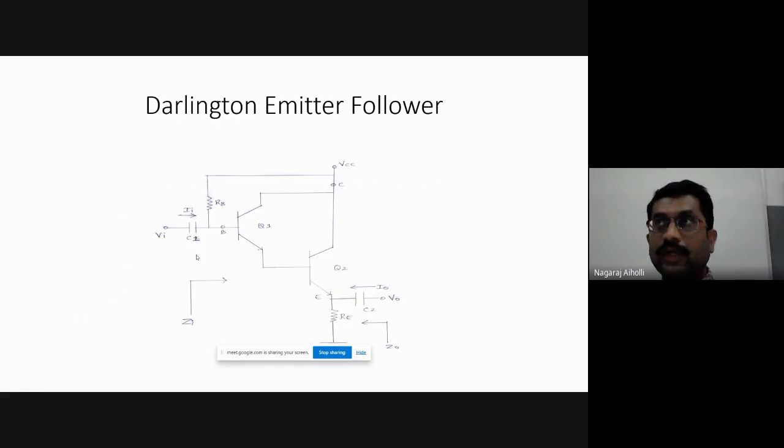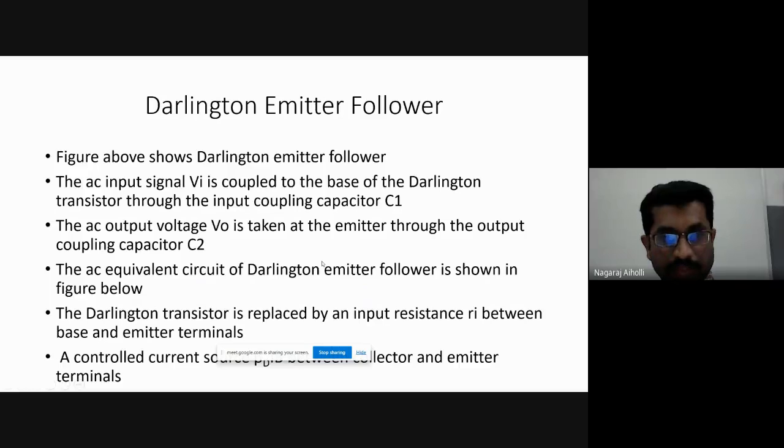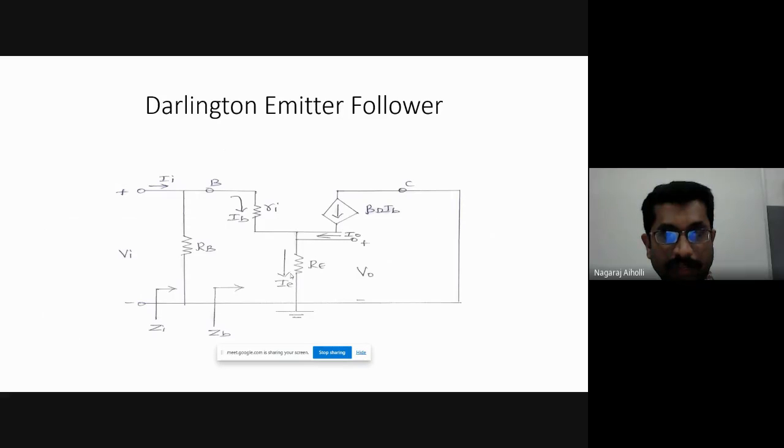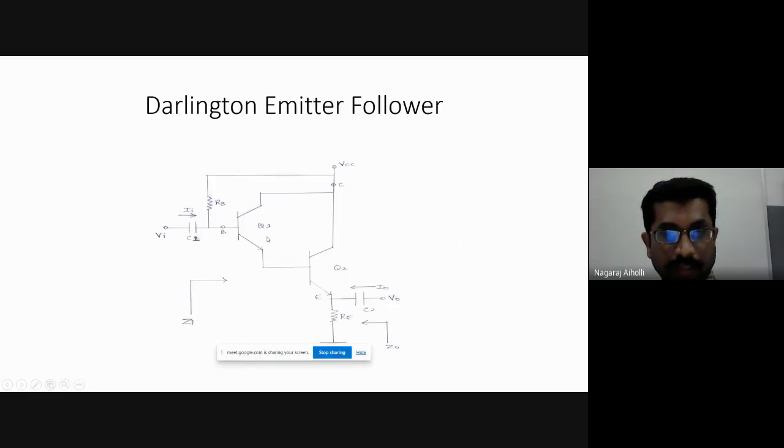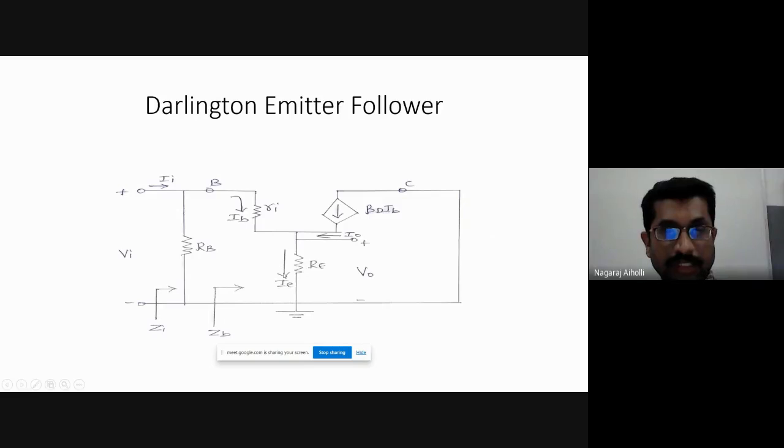Then later we took up the Darlington emitter follower circuit, which is similar to the basic emitter follower, but here we have two transistors instead of a single transistor. Then we saw the AC equivalent circuit of the Darlington emitter follower. It is similar to the AC equivalent of the basic emitter follower. In the basic emitter follower, the resistance here is beta Re, but here we have small Ri, that is the input resistance of the Darlington transistors, the base to emitter resistance. The rest of the AC circuit is the same.